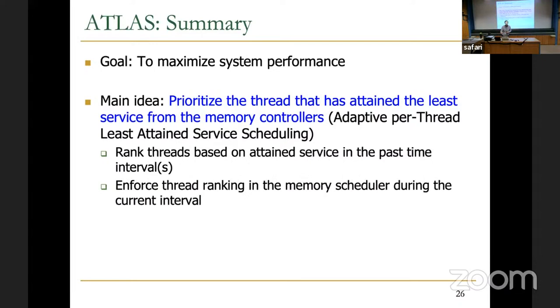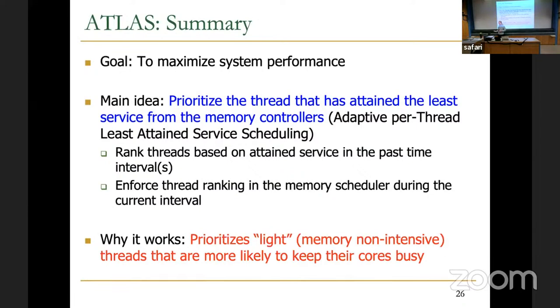And if you actually do that, if you prioritize the threads that have attained the least service from memory, this essentially boils down to prioritizing light or memory non-intensive threads. And intuitively, as we have discussed, these threads are more likely to keep their cores busy because they have one request that you send once in a while. And that one request, if it gets delayed, the core will stall. Now what we're doing is we're ensuring that request will not get delayed. So that request will get serviced quickly before heavy threads' requests. And as a result, that core will go faster and not stall, essentially. So that's the idea, basically.